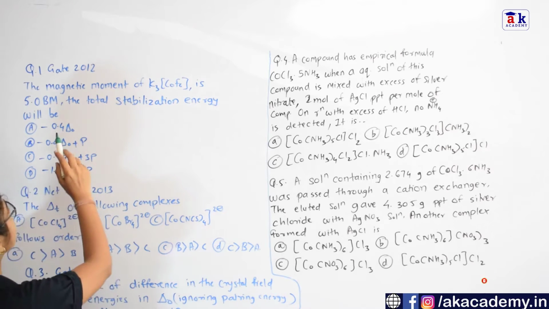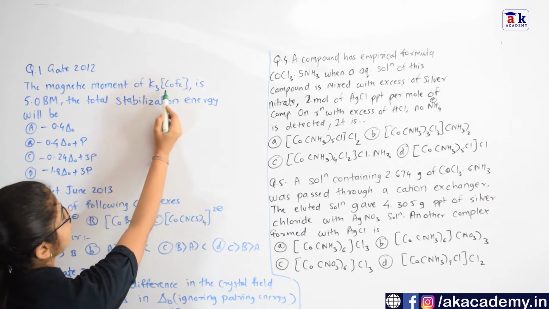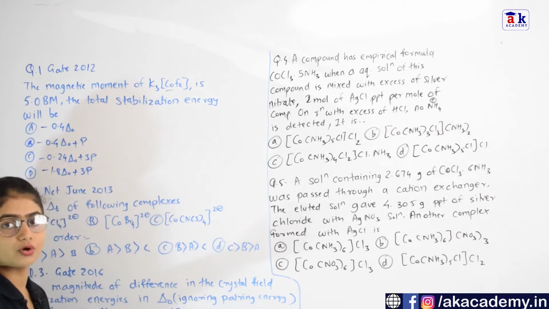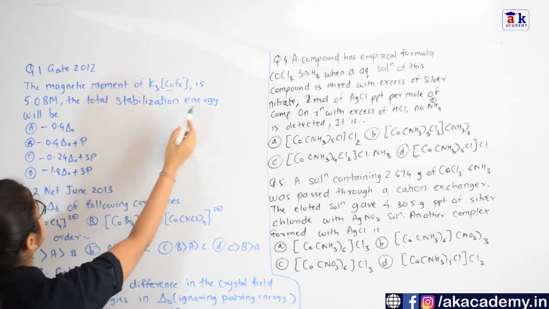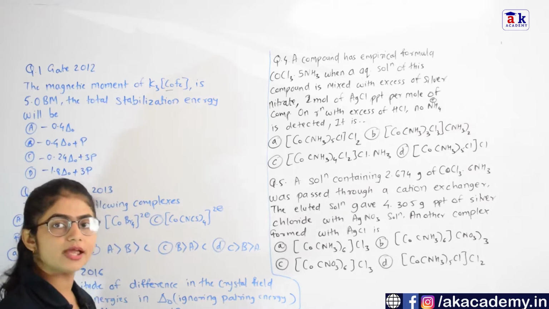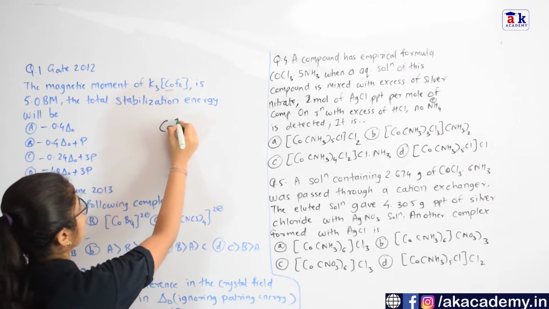The question is: the magnetic moment of a cobalt complex, in which cobalt is in a +3 oxidation state, is 5 Bohr magneton. The total stabilization energy will be? So here we are supposed to find out the CFSE for cobalt +3.